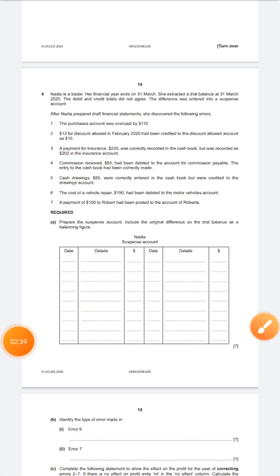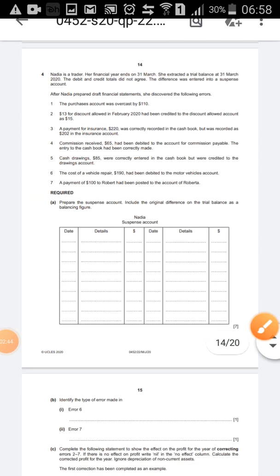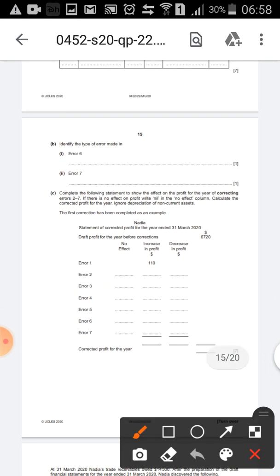Okay, we have been given some errors over here. In the next sum they have asked us to calculate the corrected profit. The net profit was 6720, and then you are supposed to calculate the corrected profit.